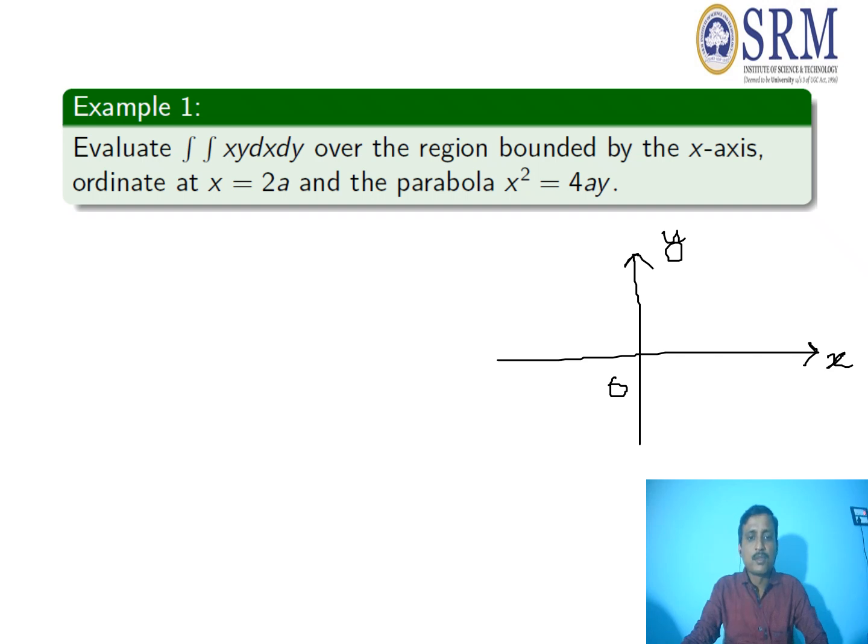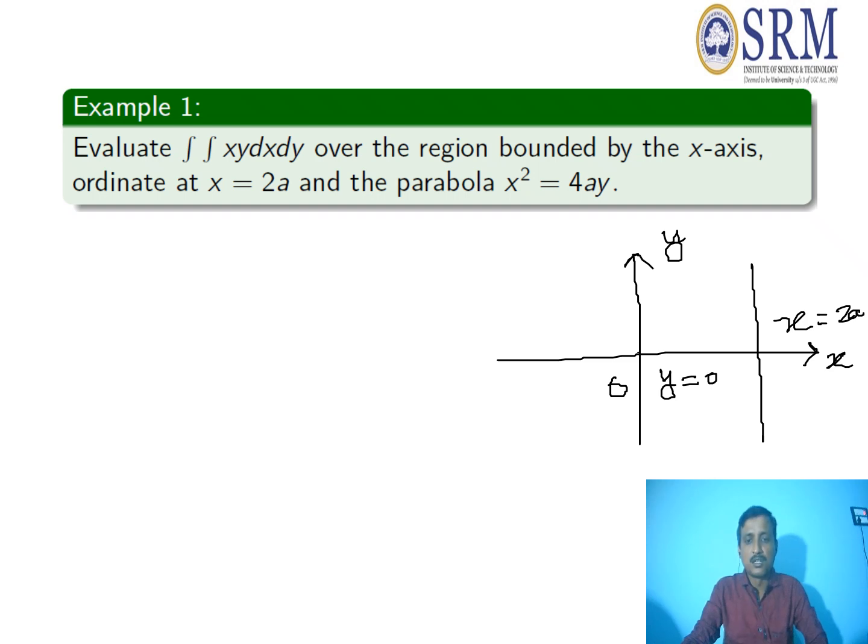It is bounded by the x-axis, and what is the equation of the x-axis? It is y = 0, and x = 2a. Let us draw the straight line x = 2a. And the parabola x² = 4ay.